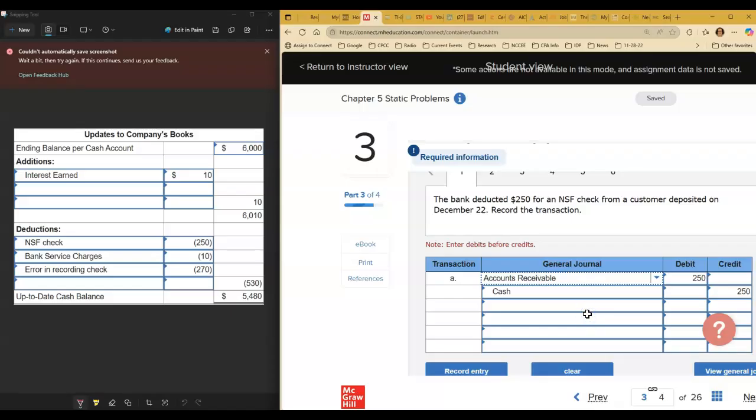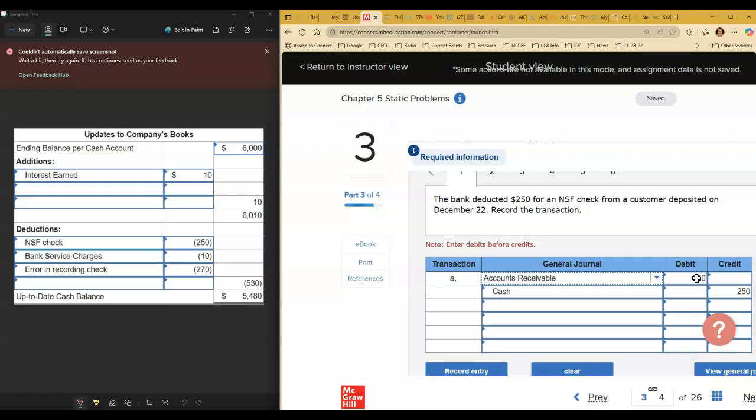Because remember, when we recorded that, it doesn't say we earned revenue or anything. It just says we made the deposit. And now it's kicked back to us. So initially, we removed that $250 out of accounts receivable. Now when the check comes back, they still owe us the $250.